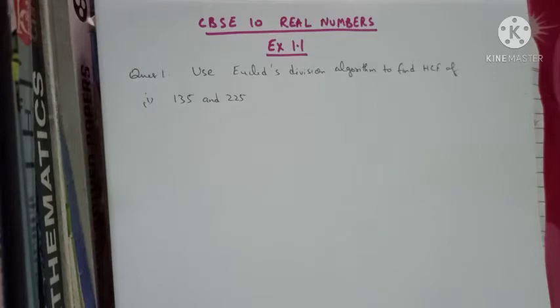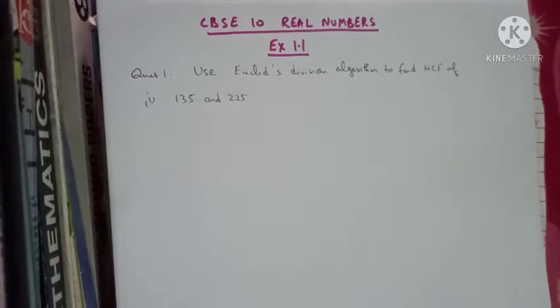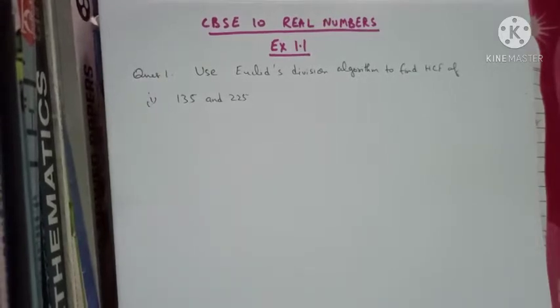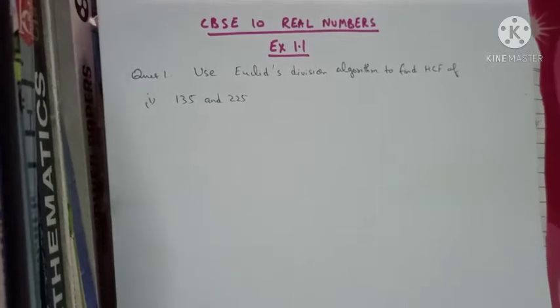So first question: use Euclid division algorithm to find the HCF of 135 and 225. We have discussed the Euclid division algorithm in the previous video. You can watch that video for the explanation of Euclid division algorithm and Euclid division lemma. Algorithm is basically a series of steps, when we use the Euclid's division lemma several times.